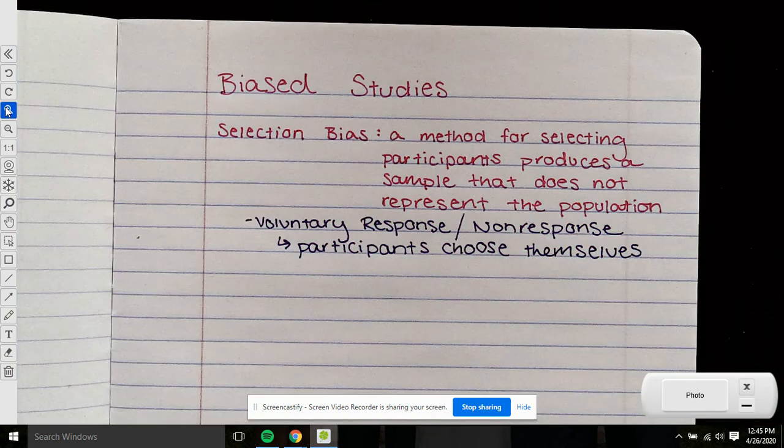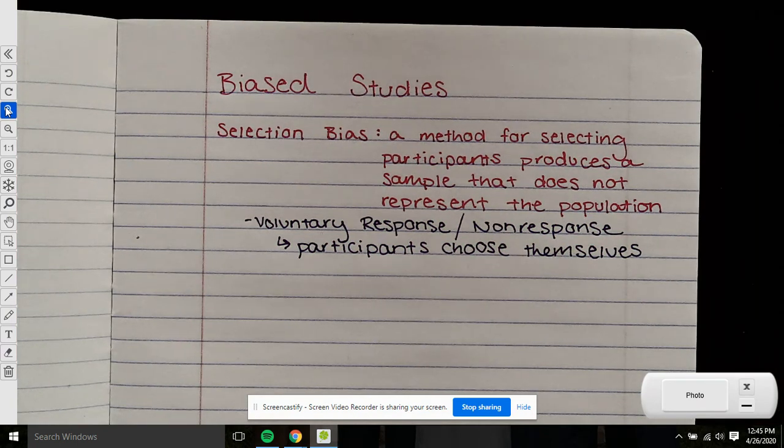This happens when you pose a survey question, let's say online on a website, and the only way you're going to get people to answer is if they visit that specific website. For example, there are a lot of polls that go out on Twitter. If you don't have a Twitter account, you're never going to see that poll. So the only people that answer are people that might follow that specific person. You have a voluntary response there because those participants choose to answer.